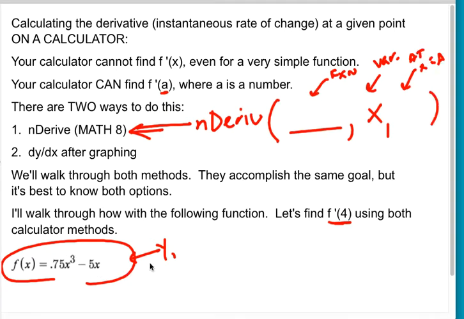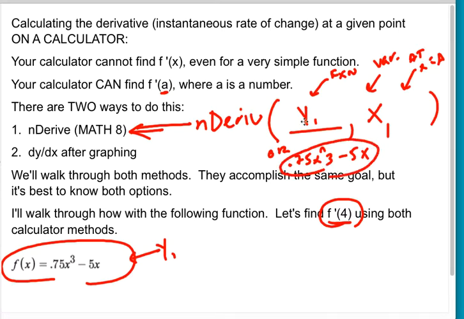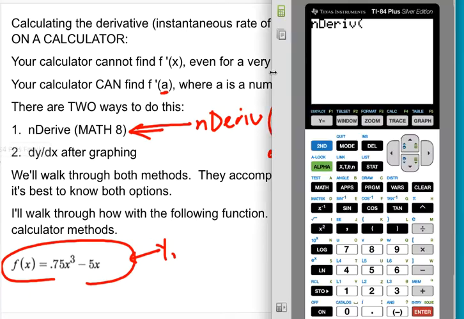So what this is going to look like when I put in this f prime of 4 is I'm going to use y1, and I'm going to show you how to do that. I can either use y1 because I entered this in as y1, or I could physically type in 0.75x to the third minus 5x for this entire first spot. And then since I'm doing it at 4, I'm going to type a 4. So let's go ahead and go back here.